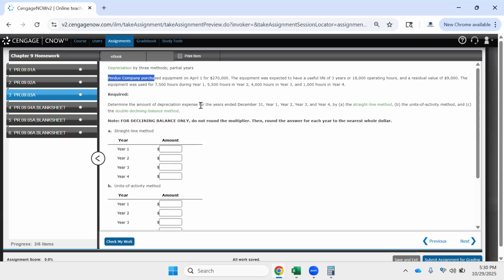The Purdue company purchased equipment on April 1st for $270,000. The equipment has a useful life of 3 years or 18,000 operating hours and a residual value of $9,000. And the equipment was used for 7,500 hours in year 1, 5,500 hours in year 2, 4,000 in year 3, and 1,000 in year 4. We're going to calculate the amount of depreciation every single year under this method.